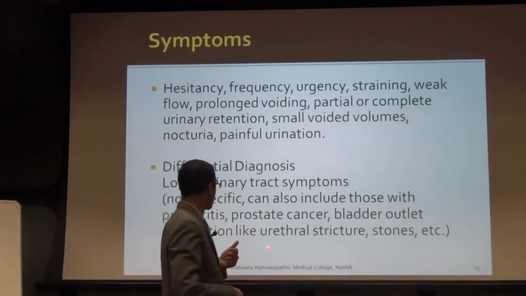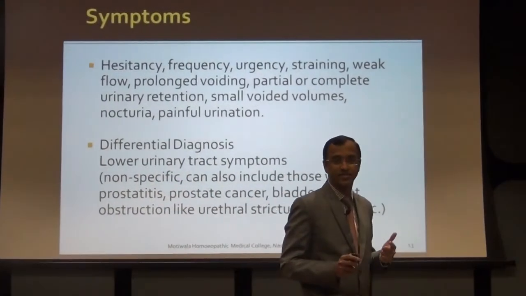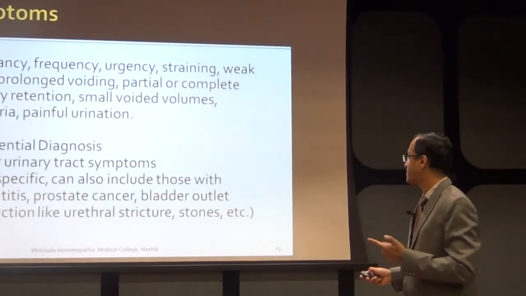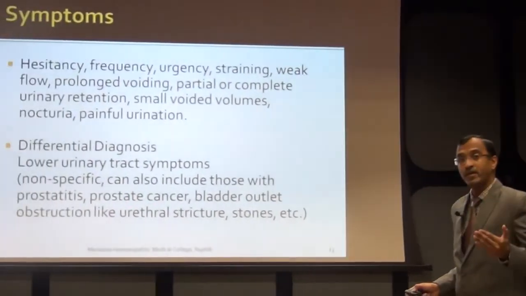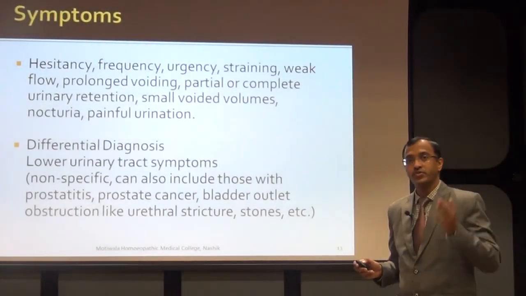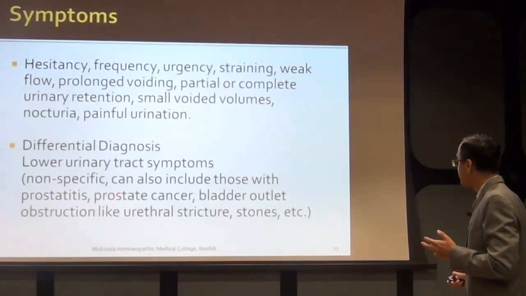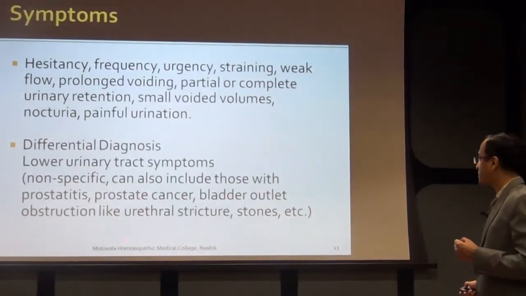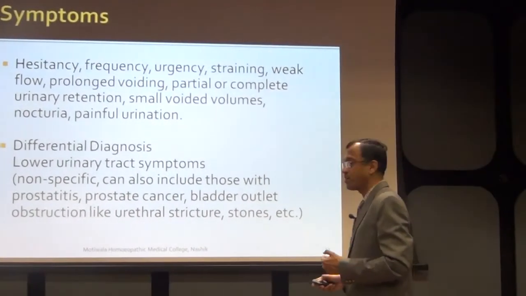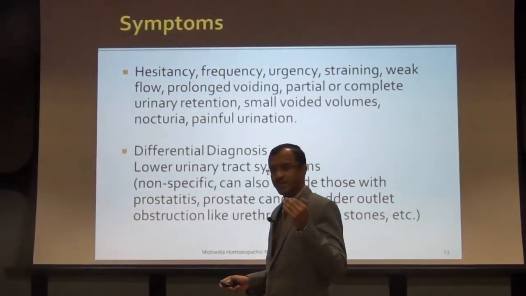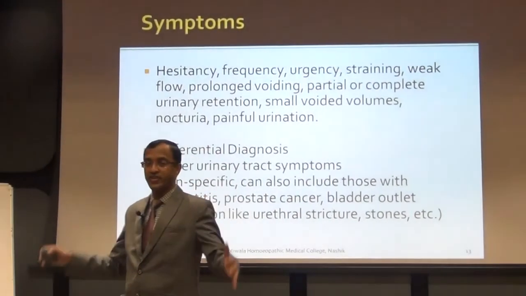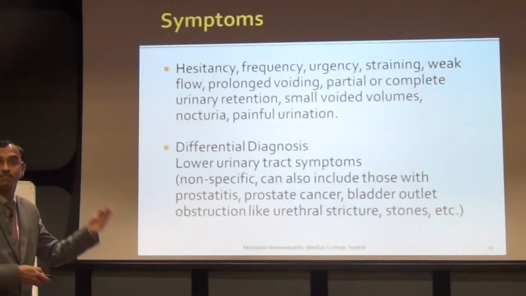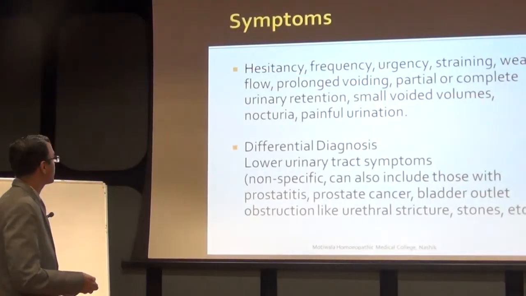It can also include prostatitis, an inflammatory condition involving pathogens. The symptoms may also indicate that the patient has prostatic cancer. It may be a bladder outlet obstruction like urethral stricture, or it may be a urethral stone, an obstructed stone. So one needs to take care of all these differential diagnoses while dealing with benign prostatic hypertrophy.